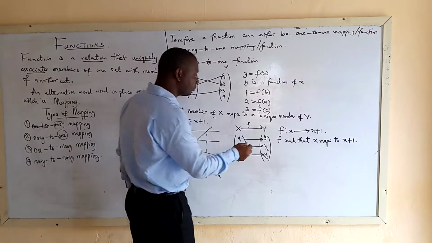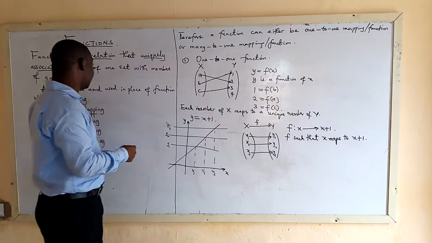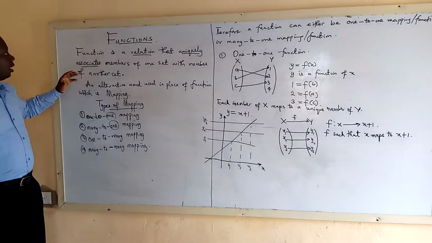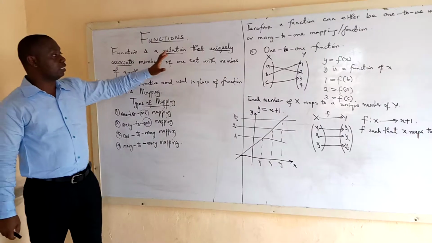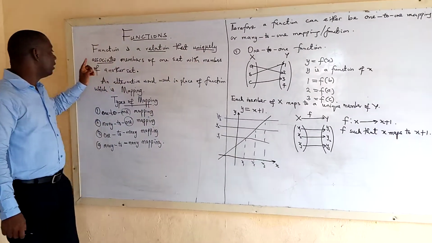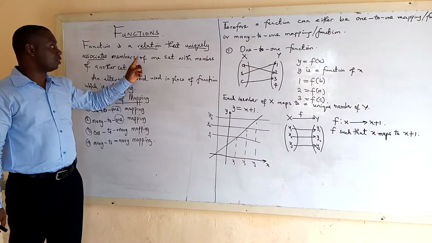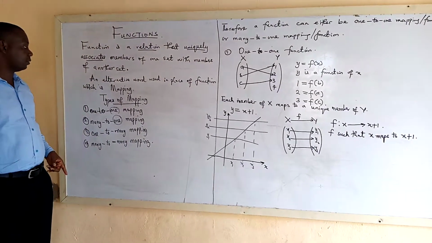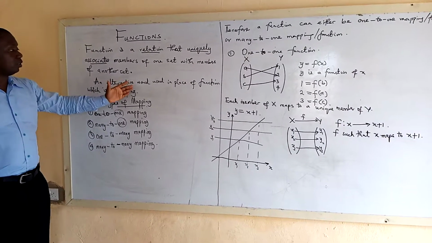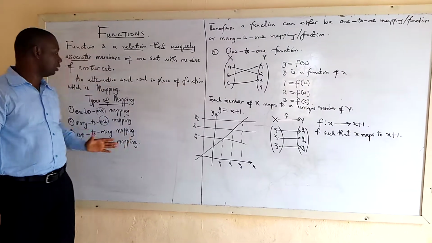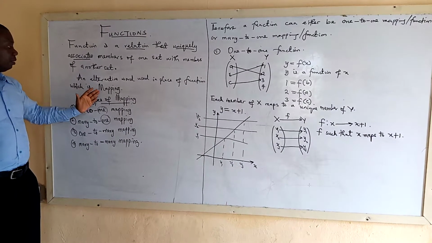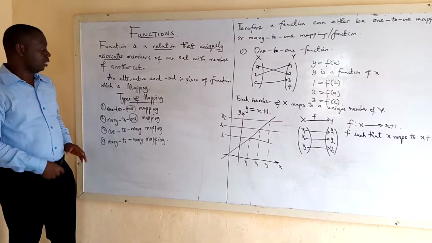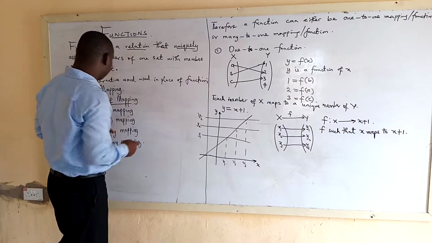Now, from the last class, I was explaining functions. I said a function is a relation that uniquely associates members of one set with members of another set. An alternative word used in place of function is map. Now, types of map.